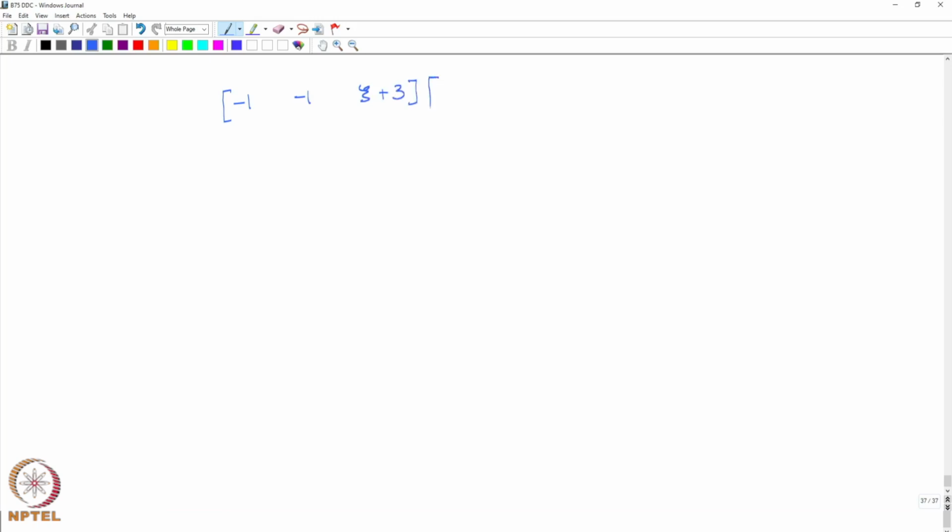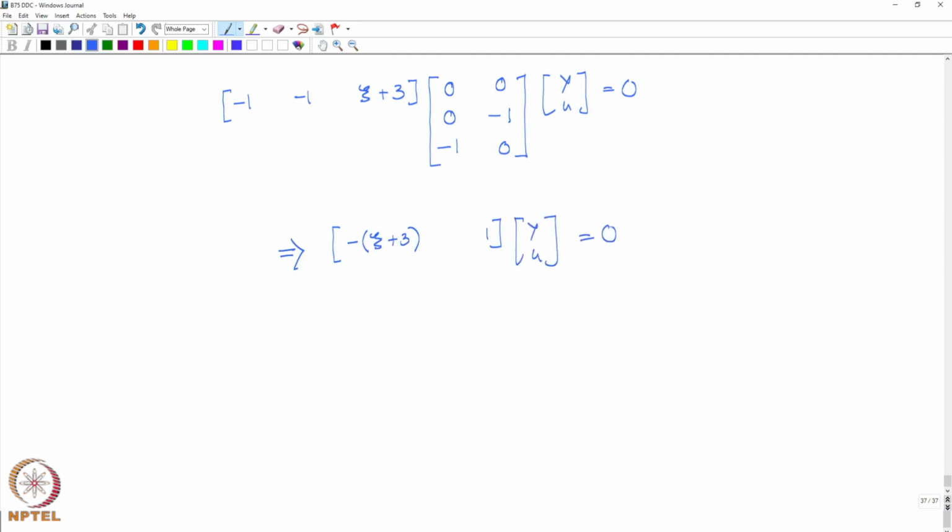So, how do you get the manifest behavior? This should multiply R1, which happens to be this, acting on y and u, and must produce 0. What is that now? Well, that comes out to be equal to minus xi plus 3, and plus 1, acting on y and u equal to 0. So, the effect of the pole 0 cancellation is showing here.